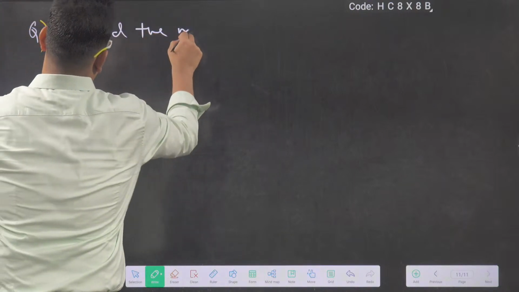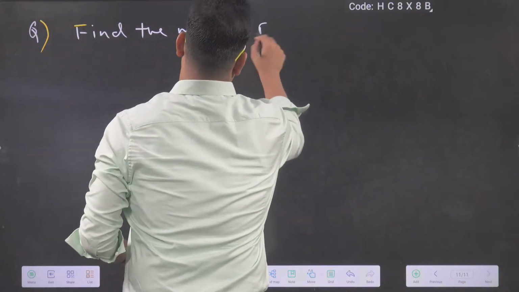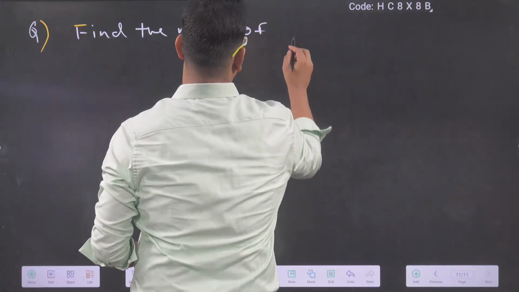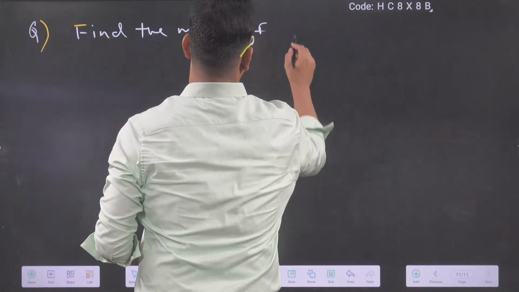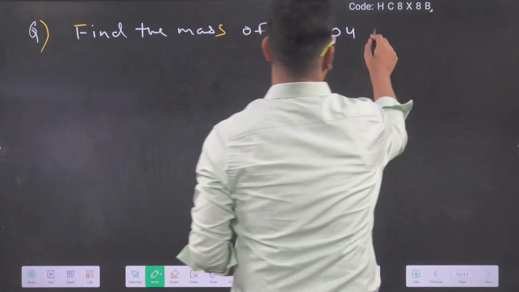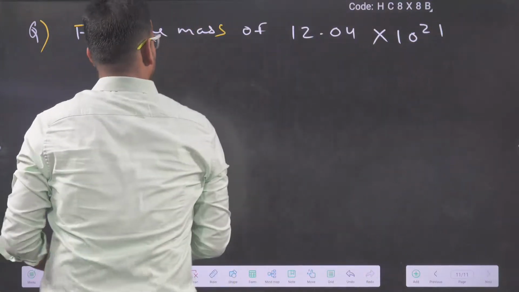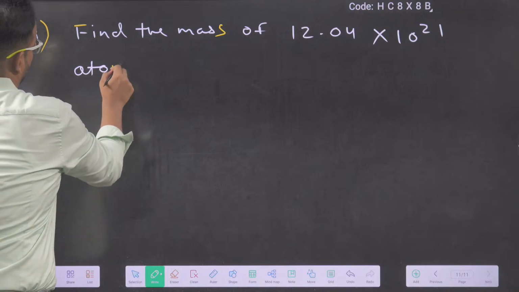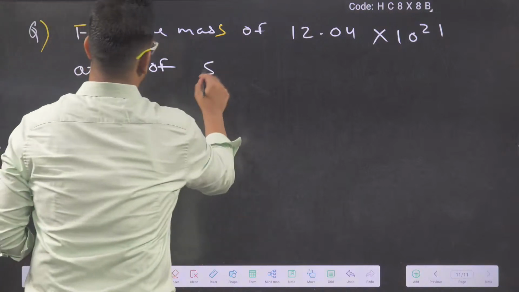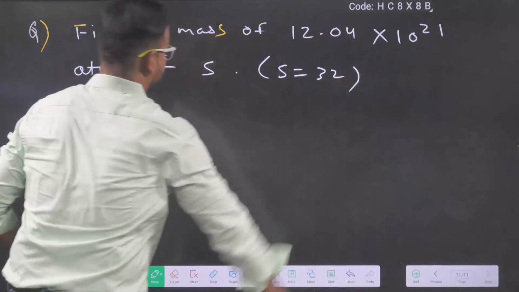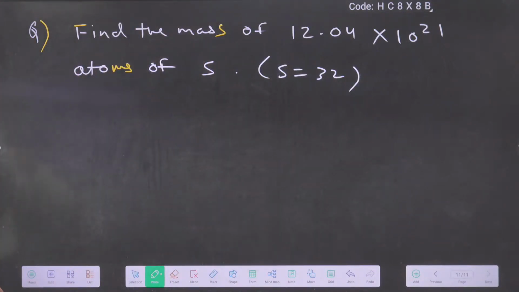Find the mass of 12.04 into 10 to the power 21 atoms of sulfur. Chalo, simple one. Sulfur RAM is 32. Nikhil Sahib, pay attention on this problem. This is a similar kind of problem. After that, you can revise it later on. Find the mass of 12.04 into 10 to the power 21 atoms of sulfur.